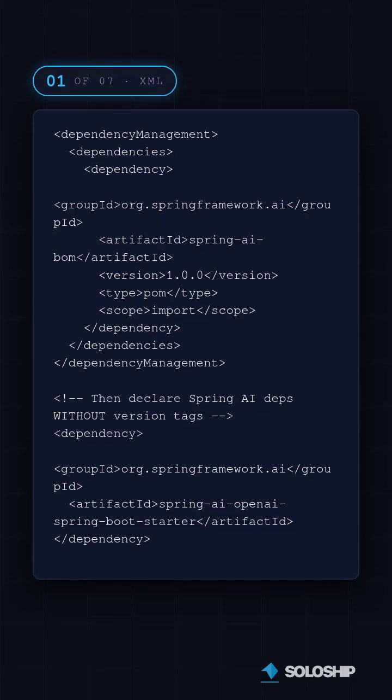Notice how the BOM block sits inside the dependency management section. That placement is what tells Maven to apply Spring AI's version constraints across your entire project. The Spring AI BOM artifact is the single source of truth for every transitive Spring AI version. One entry here prevents a whole class of silent version conflicts downstream.